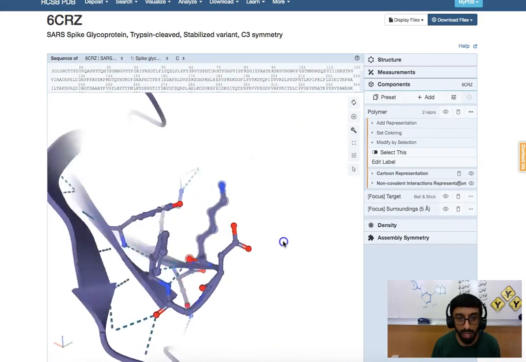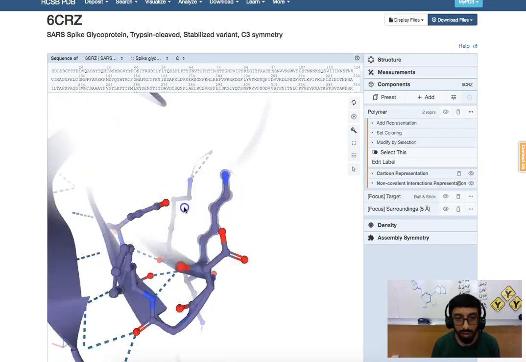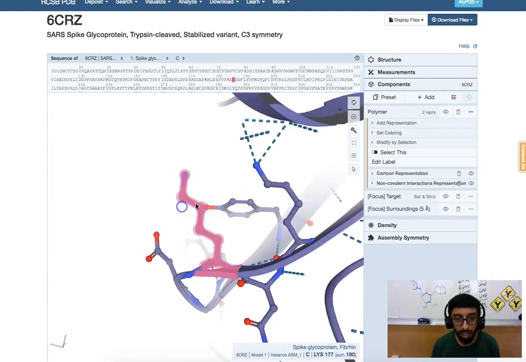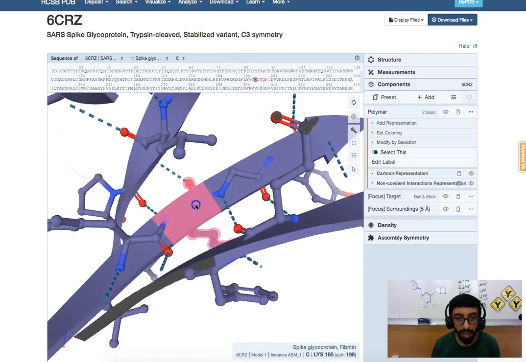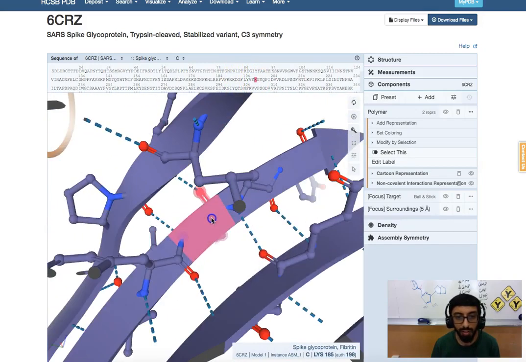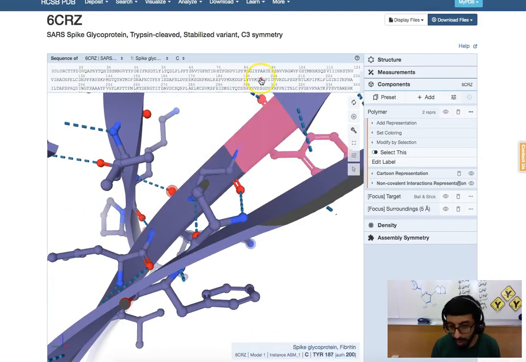This one appears to be on the outside, so it's not actually forming a hydrogen bond. Sorry, or an ionic bond, but maybe a different one. Let's see. I can find another one. Again, ionic bonds are a little bit harder to find because they're not the most common thing. They really are not. So again, if you're looking for an ionic bond, look very specifically for charged amino acids, and you may have better luck that way than I'm having.